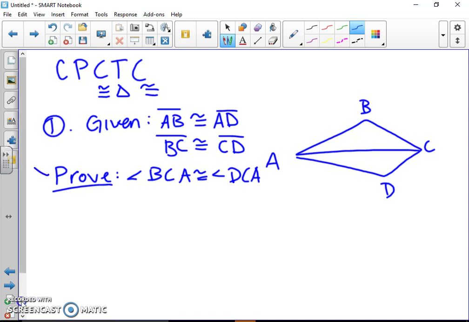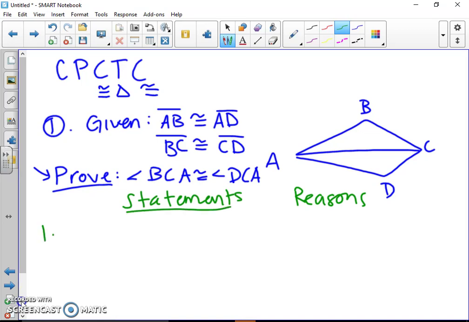So if you check out what we're proving, our end goal is not to say that the two triangles are congruent, but it's to say angles within those two triangles are congruent. So we will have to prove the triangles congruent along the way and then go from there. So let's look at, we have statements, as always, and then reasons. All right, let's look at our givens. So first I have AB is congruent to AD, and that's given. And that's really important, and I'm going to show that in my diagram. AB is congruent to AD.